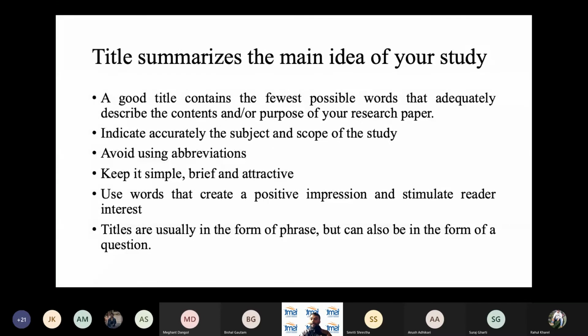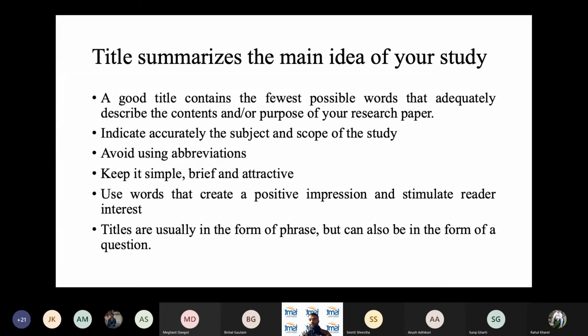So the title summarizes the main idea of the study. A good title contains the fewest possible words that adequately describe the content and the purpose of your research paper. Indicate accurately the subject and scope of your study. Avoid using abbreviations. Okay, IoT means Internet of Things based, and in brackets you have to write the full form.